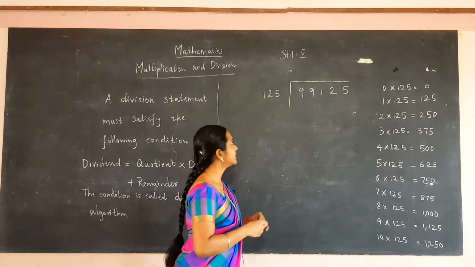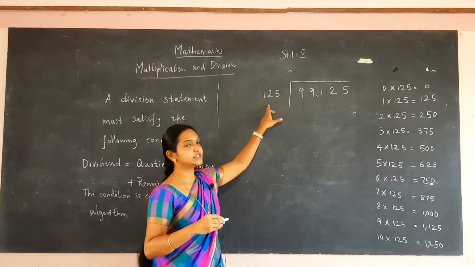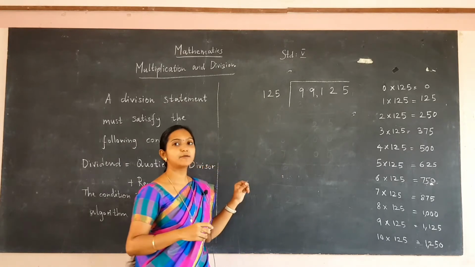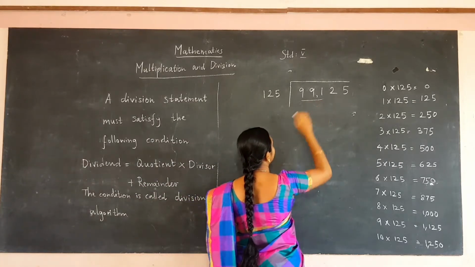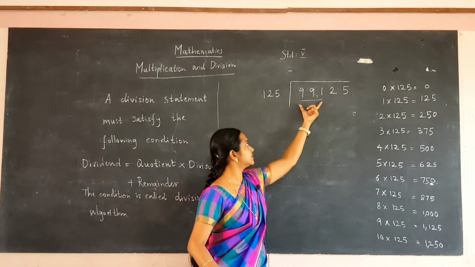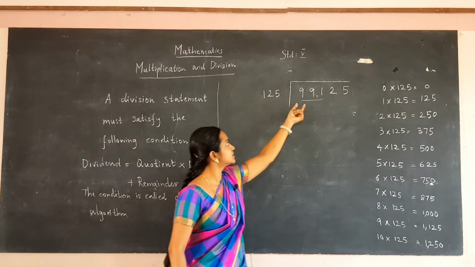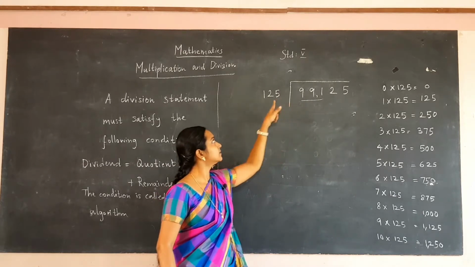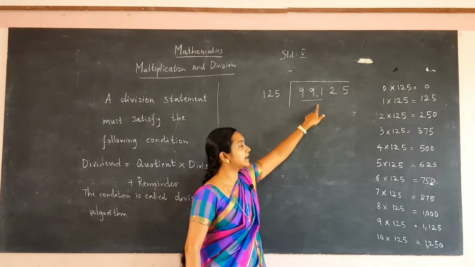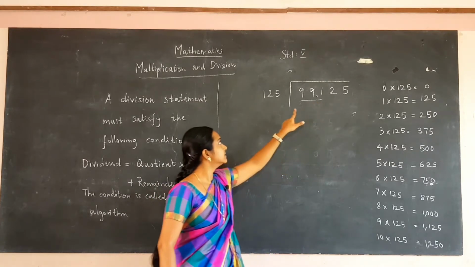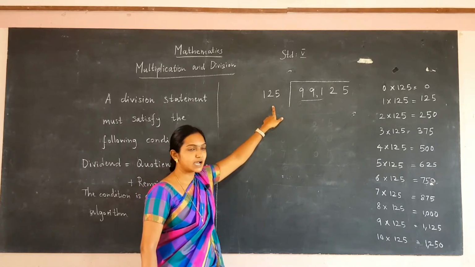We are going to divide 99,125 by 125. So first we have to choose 3 numbers, 9, 9 and 1, to divide by 125. We should choose a number greater than 125. If we choose 99, it is less than 125. So you should add one more number, that is 1. So 991. These 991 is greater than 125, so we can start dividing.